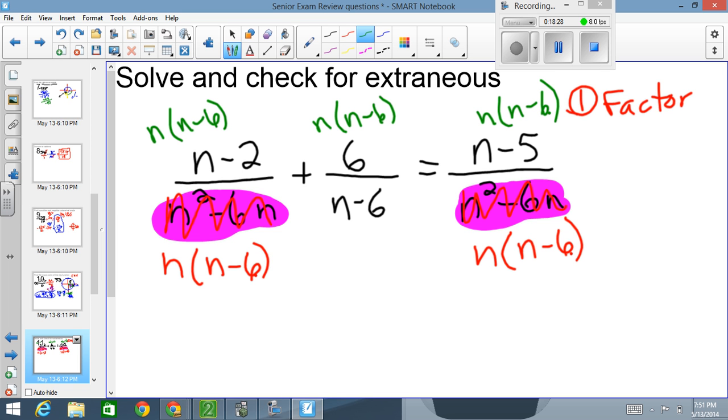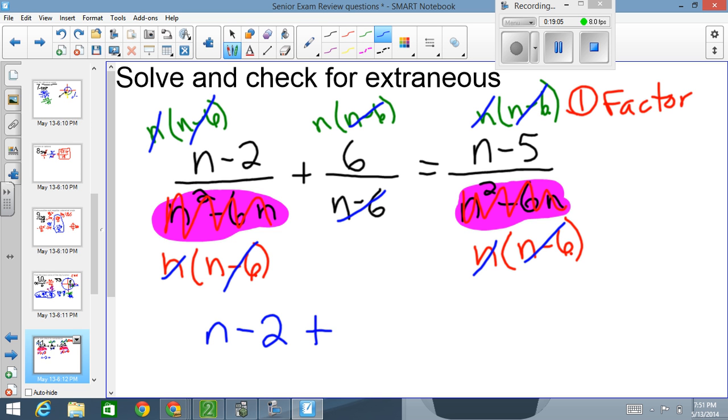The reason I do that is because n cancels with n, n minus 6 cancels with n minus 6, and the denominator is gone. Lucky for us, the same thing happens here, here and here. And then the third part, the same thing happens. So now if you look at your denominators, they are all the same. 1. Okay?